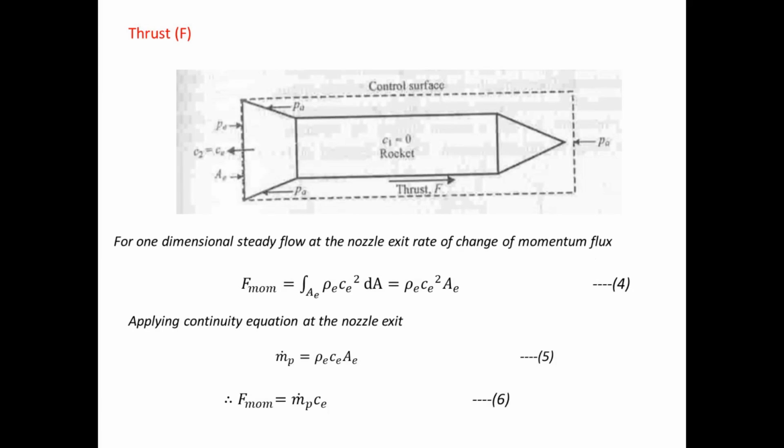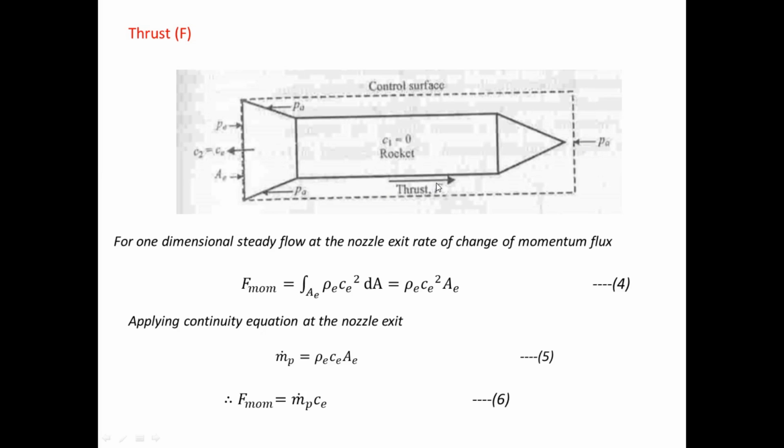Like in the previous case, we are just going to consider a rocket engine, so a control surface is considered on the outer surface. Here the major difference between aircraft propulsion and this one is that there is no flow rate at the inlet of the engine, or C1 will be 0. Because air is not directly taken from the atmosphere, C1 will be equal to 0.